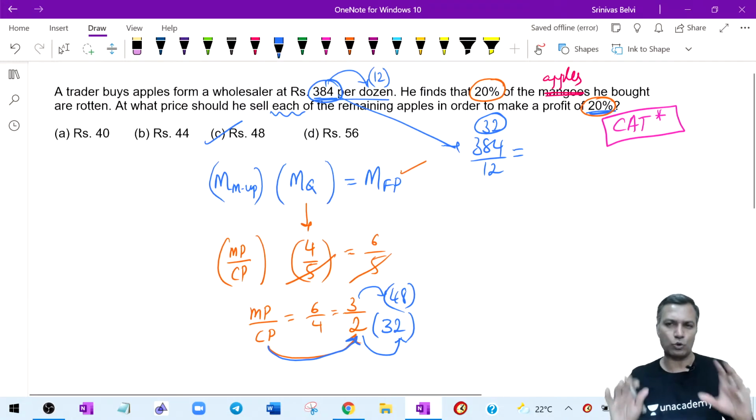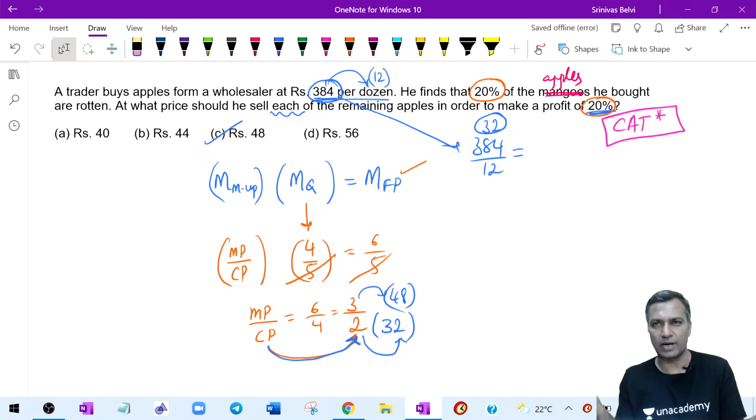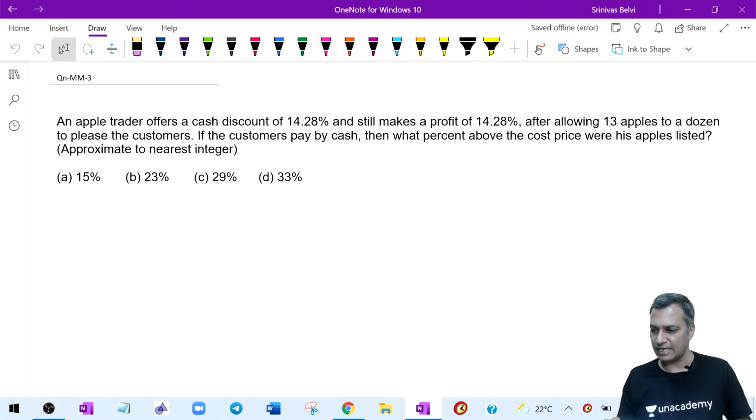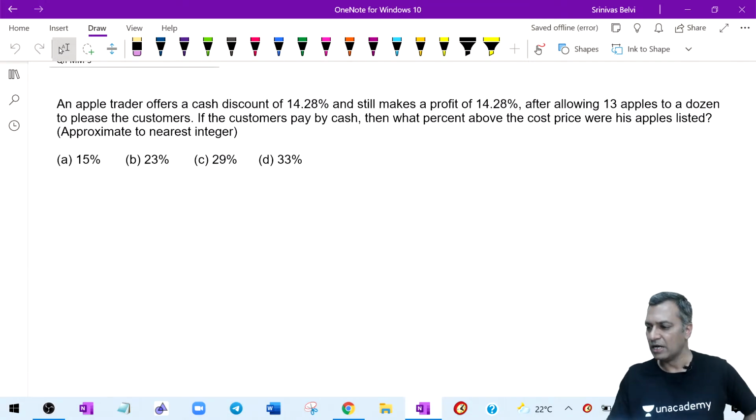Very, very simple question. Somebody who understands how to use the multipliers properly would hardly take any time to answer some of these beautiful CAT questions. Very simple ones, very nice CAT questions. It hardly takes any time. Yeah, this is also a CAT question.